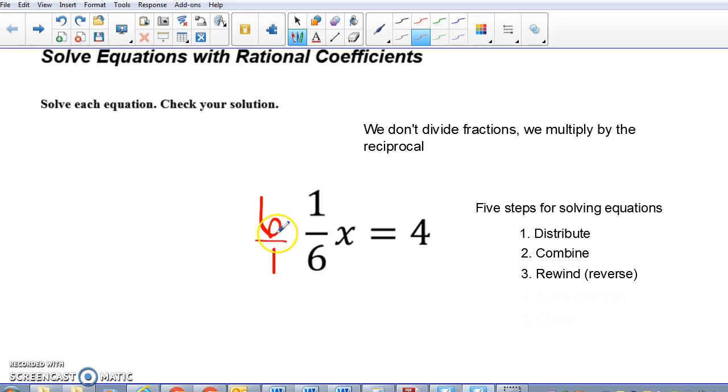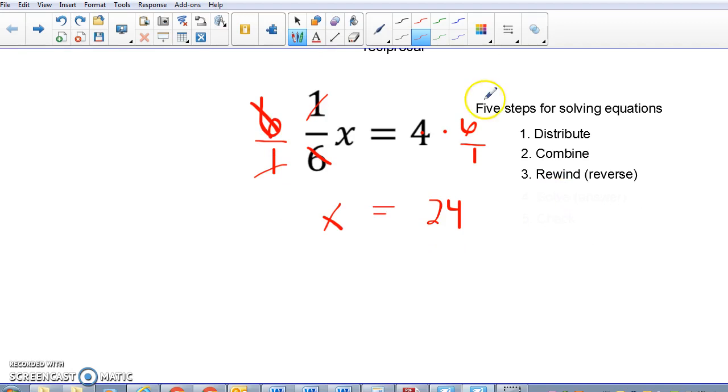So I multiply this side by 6 over 1, and what I do to one side, I have to do to the other. 6 over 1. Okay? Cancel, cancel, cancel, cancel. This whole thing equals 1, and 1 times x is x. There's my equal sign. 4 times 6 is 24. That's done. Okay? So I have an answer. I've solved.